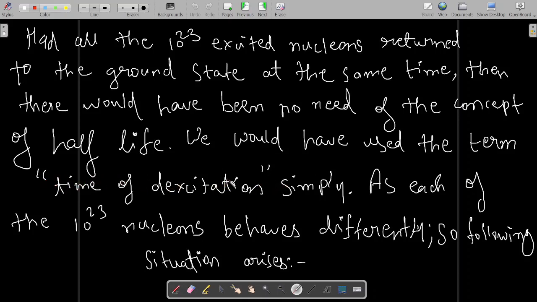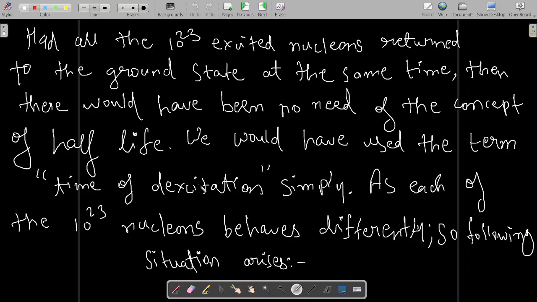So suppose all the 10 to the power 23 nucleons returned identically in 0.5 seconds. All of them returned to the ground state simultaneously in 0.5 seconds. So the time of de-excitation was 0.5 seconds. We would have called it like this: the time of de-excitation of this excited state was 0.5 seconds. That is, in 0.5 seconds all of them return to the ground state simultaneously, identically.